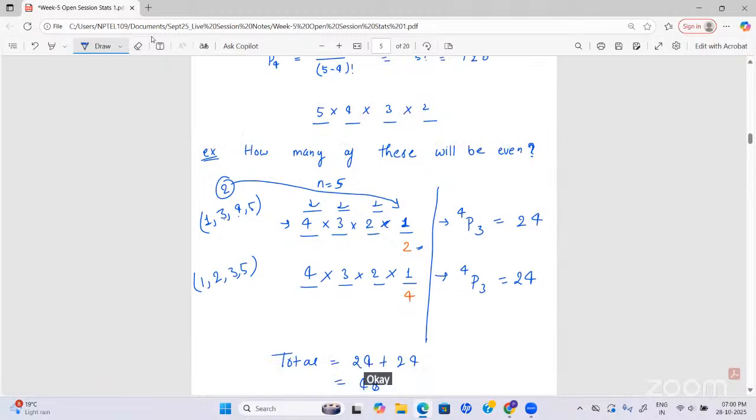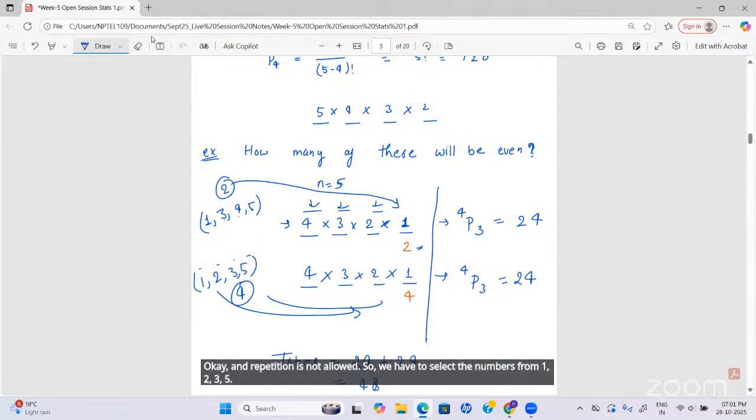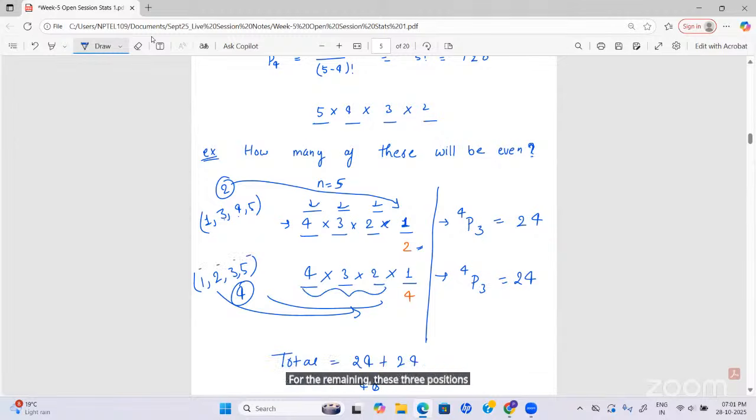For the second part, you can see that 4 has already come at the last place, and repetition is not allowed. So we have to select the numbers from 1, 2, 3, 5 for the remaining 3 positions.